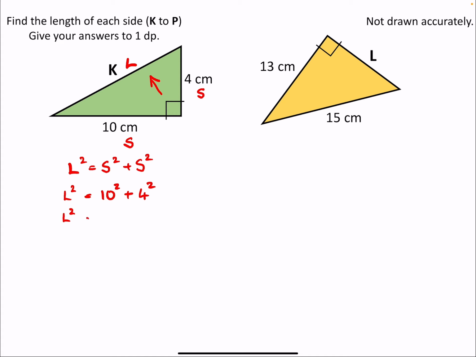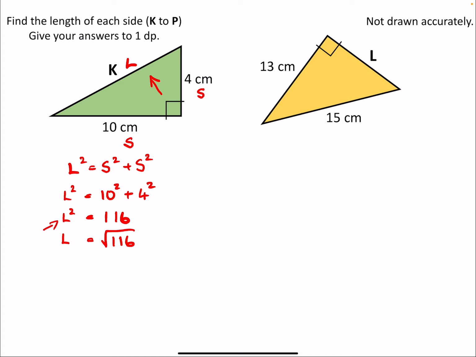So L squared must be 100 add 16, which is going to be 116. Now, remember, in this question, we have L squared. We want to identify the length, not the length squared, the length. So to do that, we are going to do the opposite of squaring, and the opposite of squaring is square rooting, and square root 116.